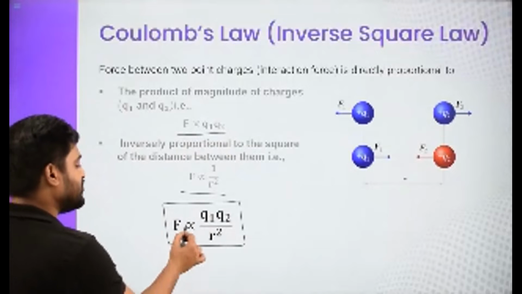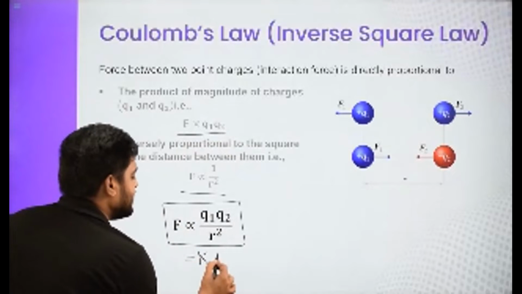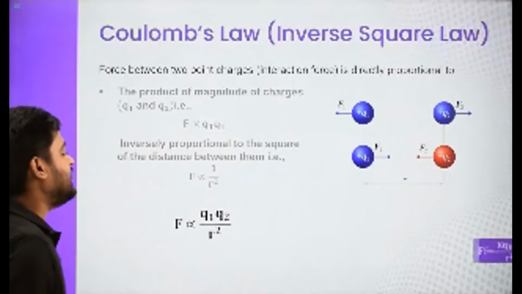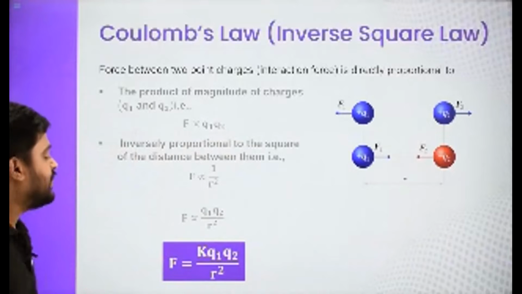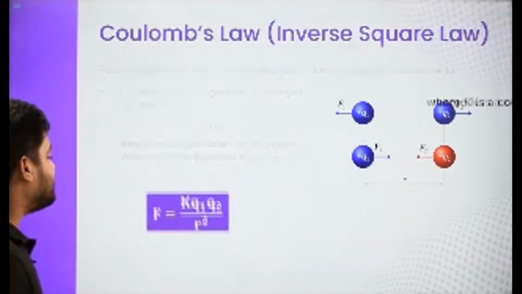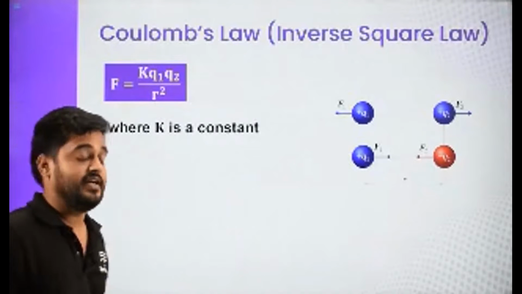When you remove the proportionality sign and make it an equal sign, there will be a constant. So it becomes K Q1 Q2 by R square. So eventually this is Coulomb's law in mathematical form. F is equal to K Q1 Q2 by R square. Let us discuss this formula. So what is K? K is nothing but a constant.